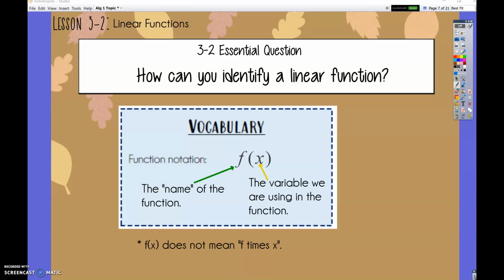In Lesson 3-2, we're going to talk about identifying a linear function. Now, this notation may seem a little scary, but we refer to it as f of x. So this function notation, we think of the f as like the name of the function. It's how we refer to or identify which function we're talking about. X is the variable we're using in the function. Now, it's important to note that f of x does not mean f times x.